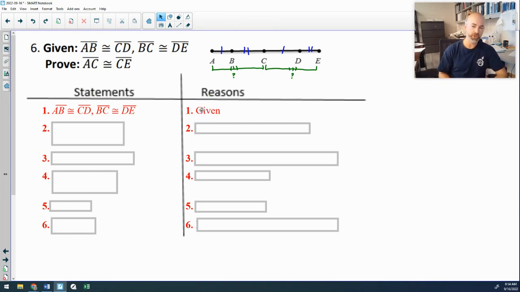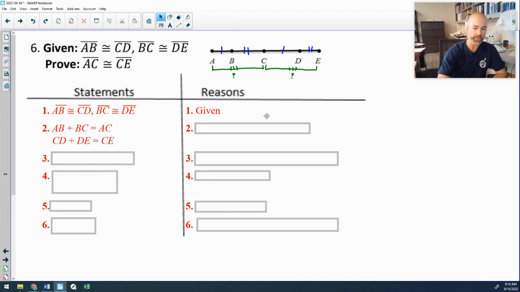And then step 2 is where I'm going to start thinking about how I can get to AC equals CE, or is congruent to CE. So I've got to use some statement to get AC into the proof, and I could do segment addition postulate. If I take AB plus BC, that will give me AC, and I want AC somewhere in my work because that's what I'm trying to prove. And similarly, I can add CD and DE to get CE.